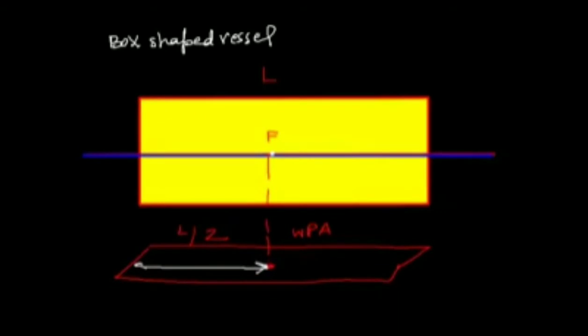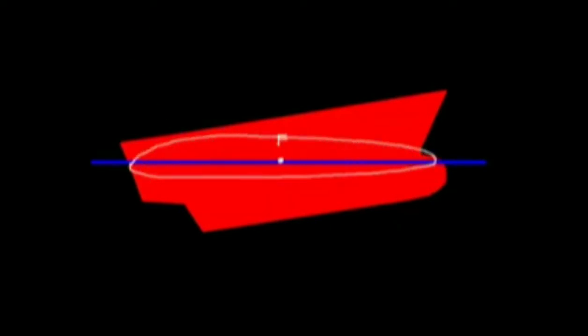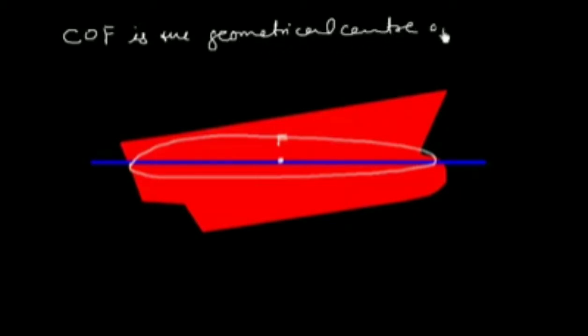Well, similarly, in case of a ship, if the vessel trims like this at the center of flotation, this is nothing but the geometrical center of the water plane area. So we may write COF is the geometrical center of water plane area.